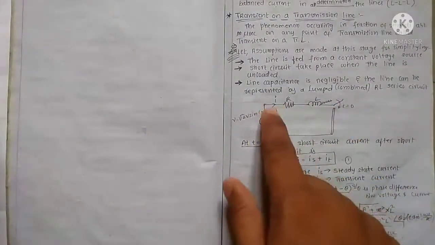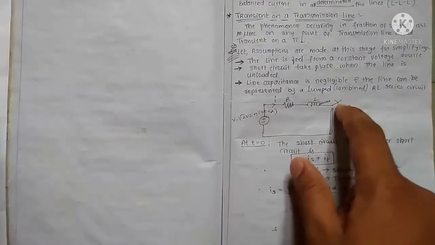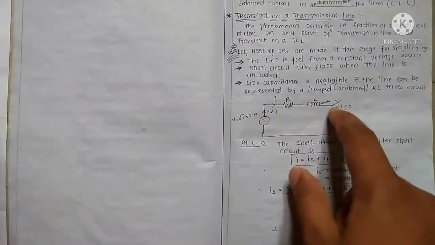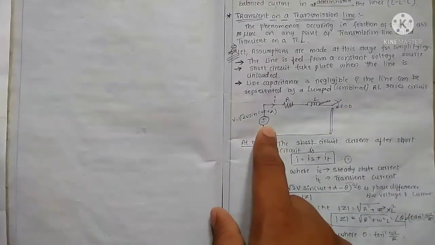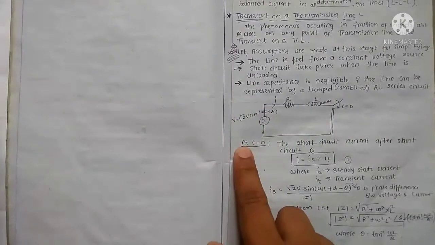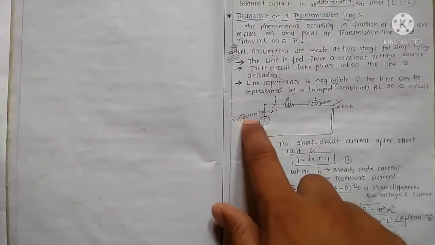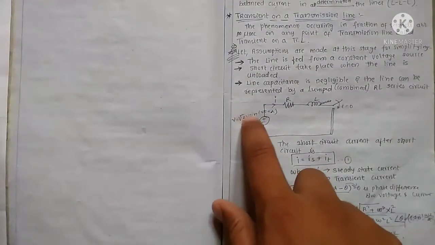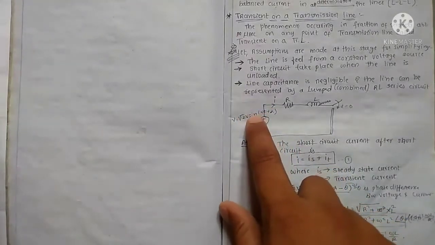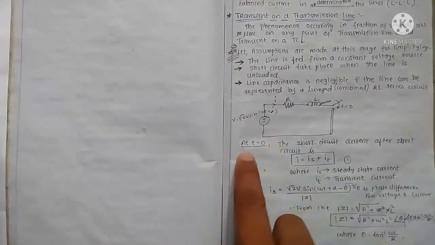Consider this RL circuit, and this is a closing switch. That is, assume this is a fault closing at t equal to 0. This is a constant voltage source, root 2 V, which can be written as Vm, that is the peak voltage, times sine of omega t plus phi.